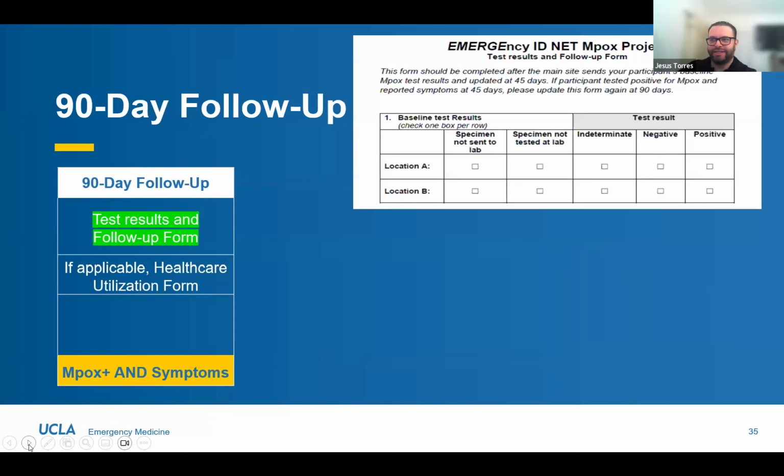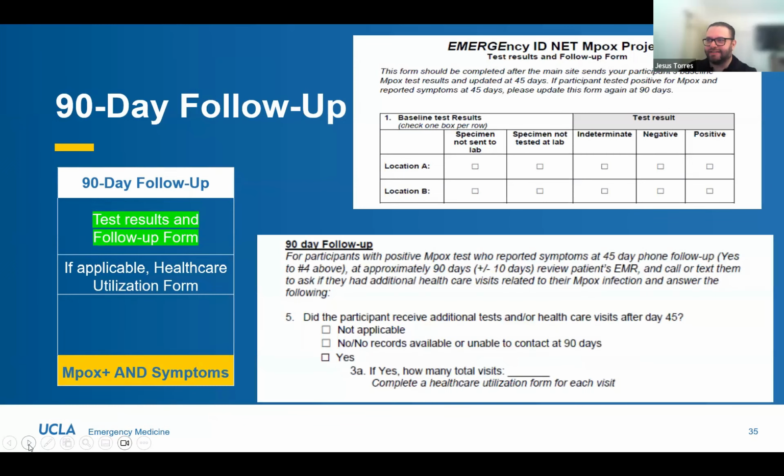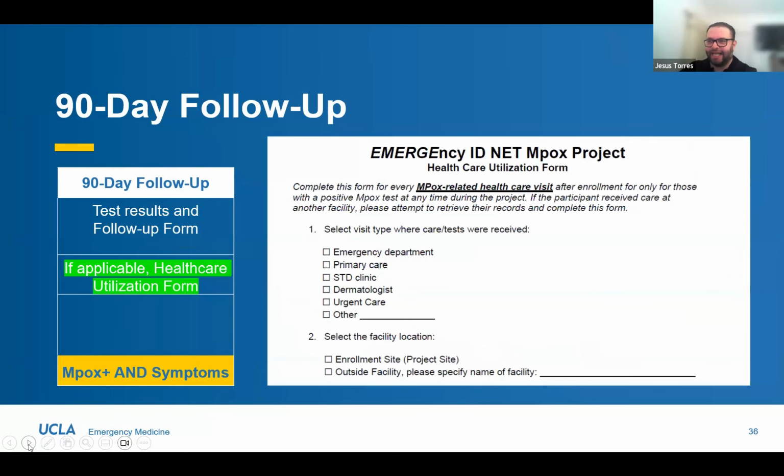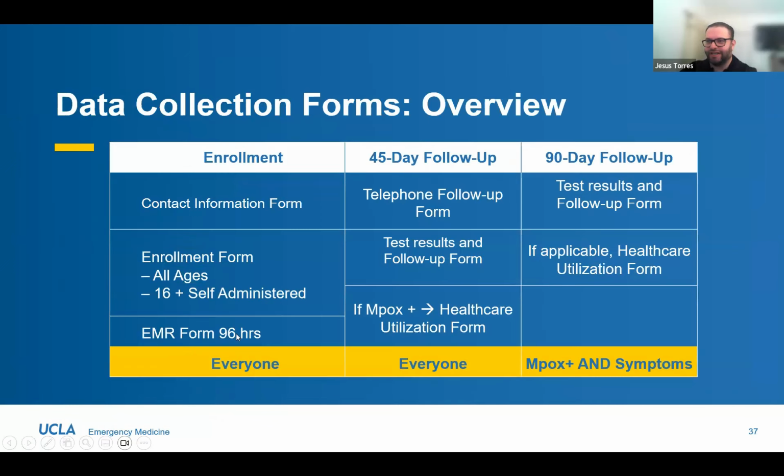And next. And again, this is the test results and follow-up form that appears again. This is their follow-up form at day 90. And if they're having symptoms, they will also trigger another healthcare utilization form. And that's it. This is what it looks like. And hopefully that makes sense. If not, feel free to reach out to us.